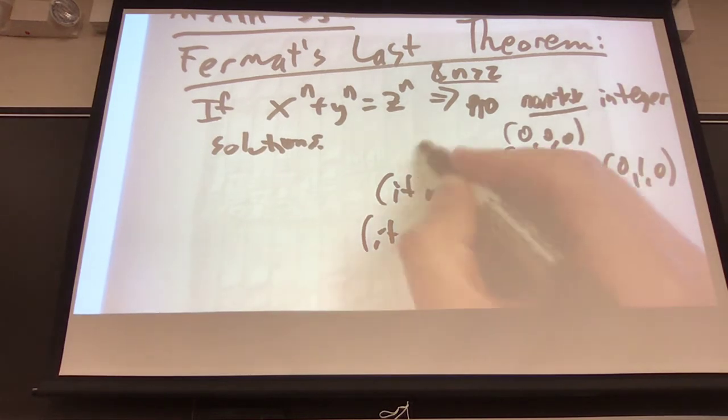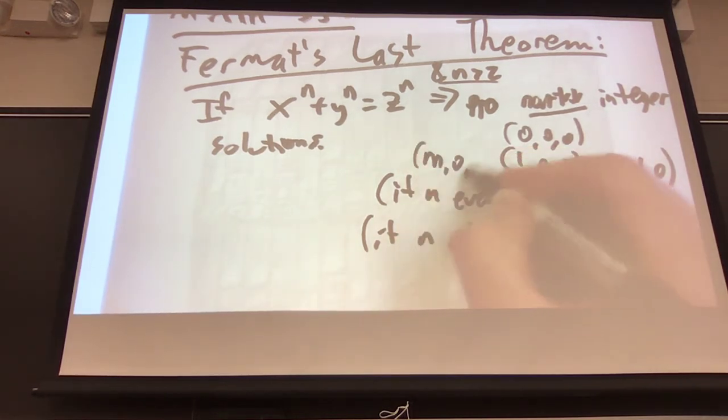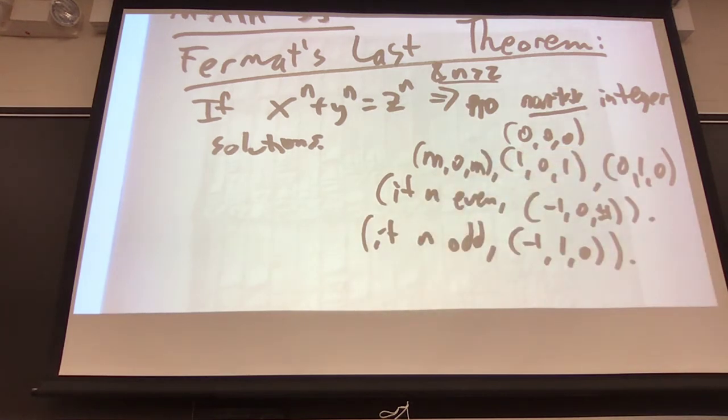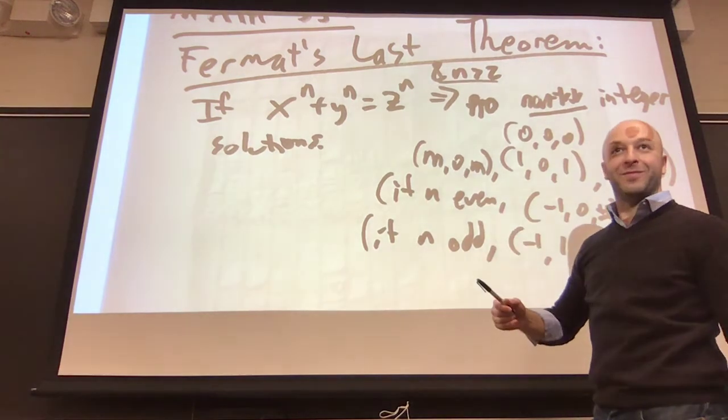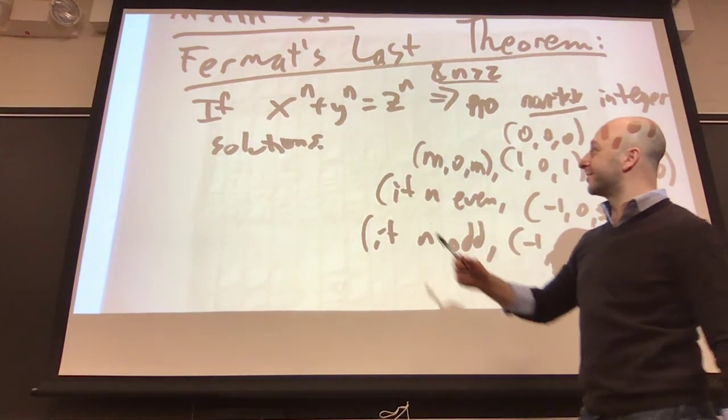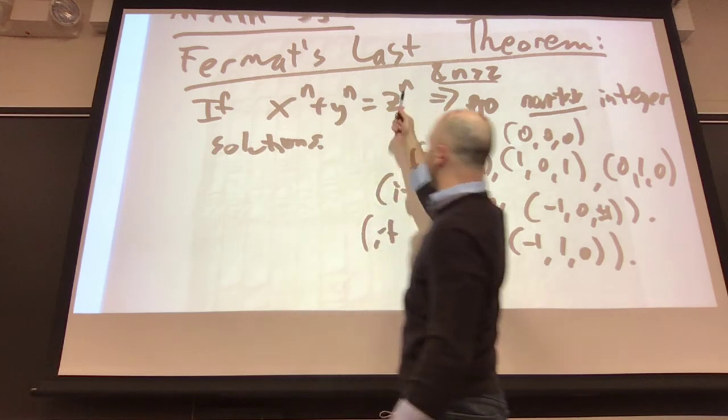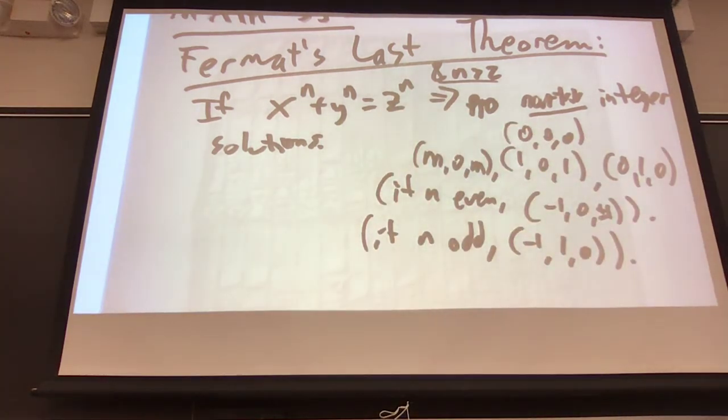We also have M, 0, M. 1, 0, 1 is a solution, so is M, 0, M. M to the n plus 0 is M to the n. Okay, any others? Karen? Can any of these be multiplied by m? Yes, all of these can be multiplied by m.